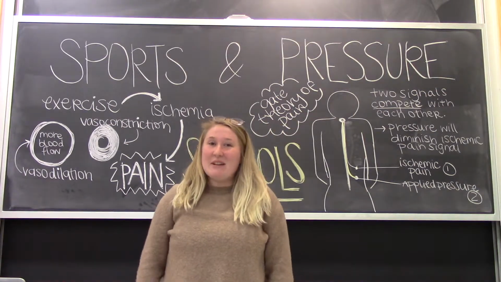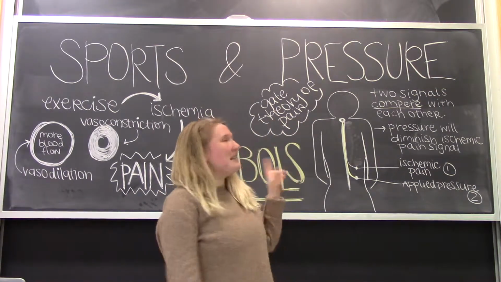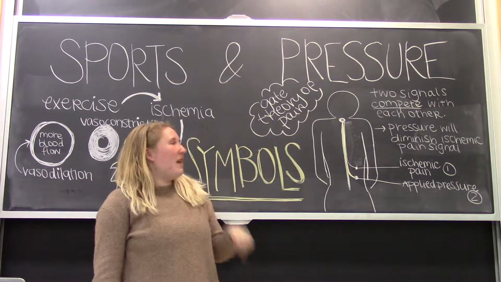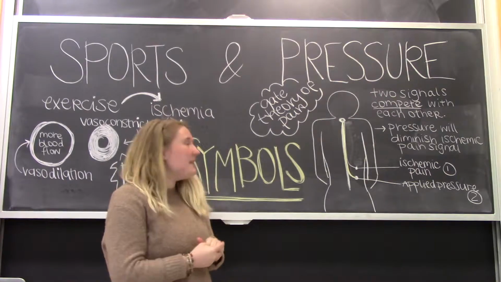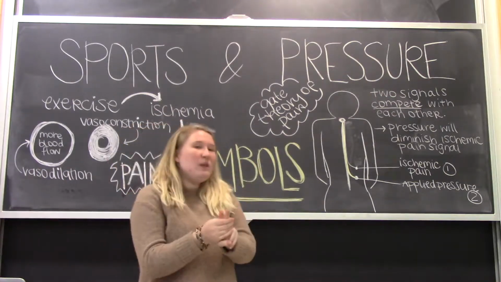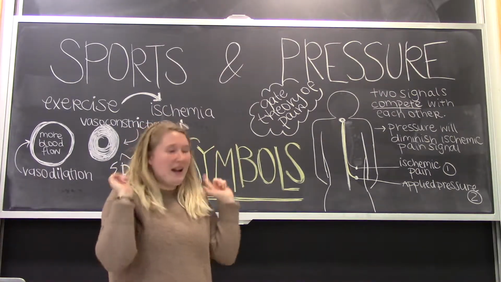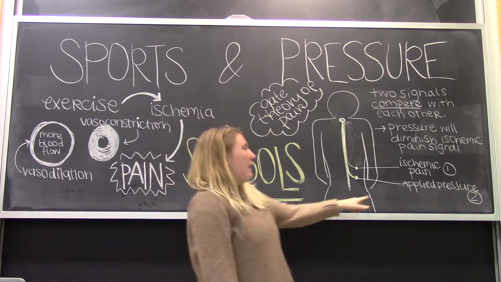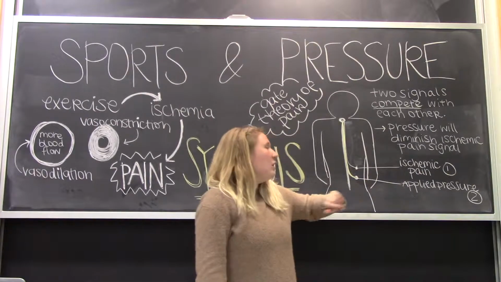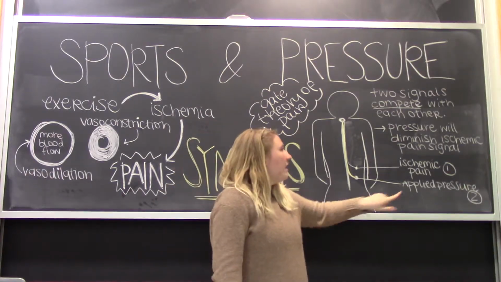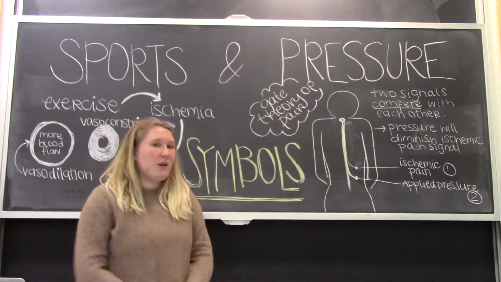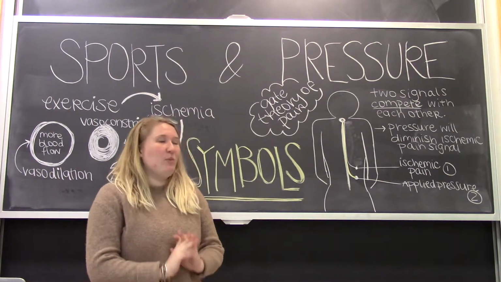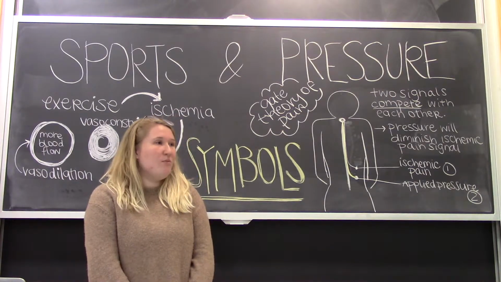The second symbol is pressure. This is because applying pressure can ease the pain. This is through the gate theory of pain. The gate theory basically says that you can have two signals compete against each other for recognition in the brain. For children with sickle cell disorder, they're going to have a signal for ischemic pain, but also a signal for applied pressure. In this case, pressure is going to diminish the pain that they feel, and that is why they want pressure put on their body to relieve their pain.